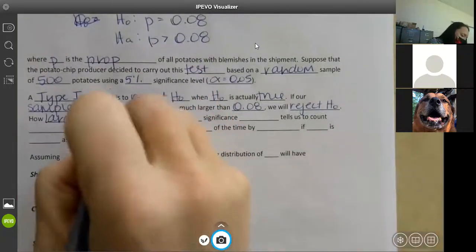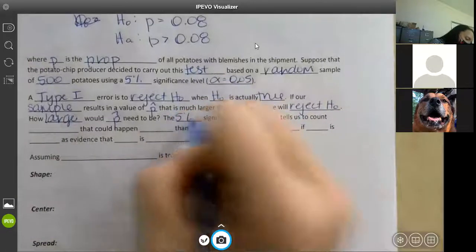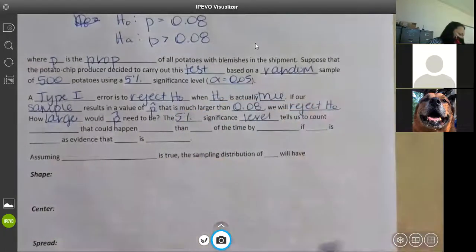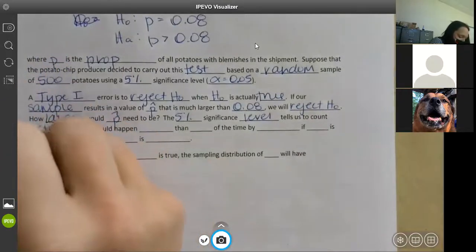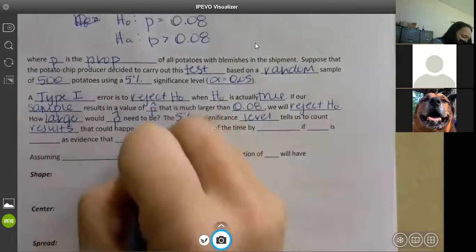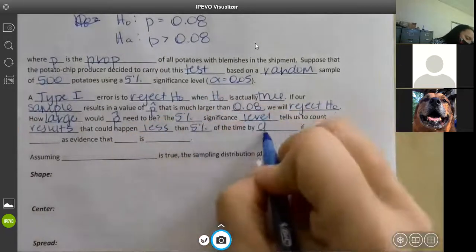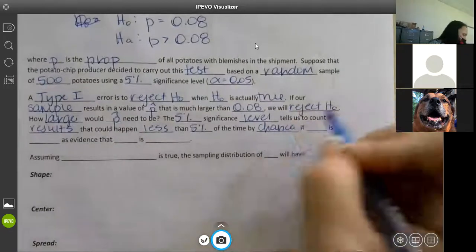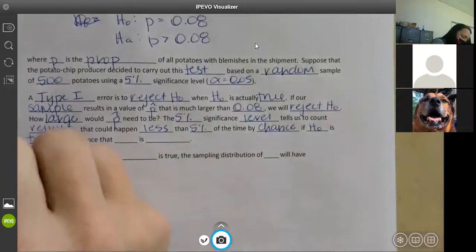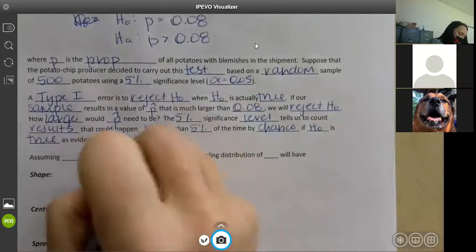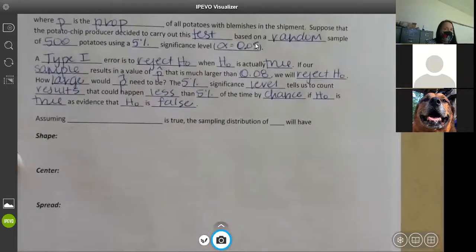So how large would p hat need to be? The 5% significance level tells us to count results that could happen less than 5% of the time by chance, if H sub O is true, as evidence that H sub O is false. So this is probably not making sense, but it's going to happen right here.